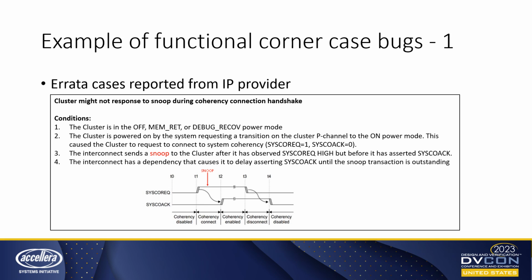But this error shows that when a syscall request happened but the syscall ack is not responding, if a state transition comes into the CPU cluster, the CPU cluster will go into a hang state, like a deadlock, and it cannot work anymore. Situations like this are very hard to detect with our traditional verification methodologies, because we cannot detect this T1 and T2 sequence in our verification environment, and we have to generate something between T1 and T2.